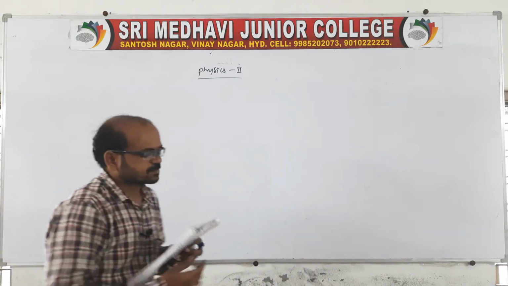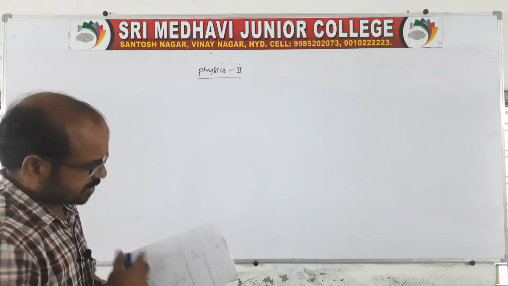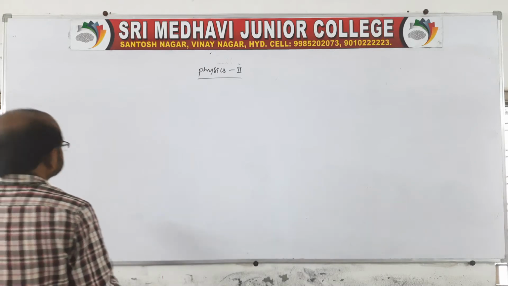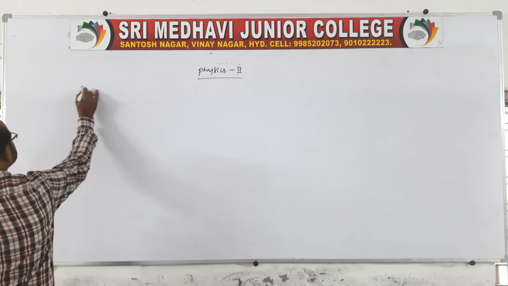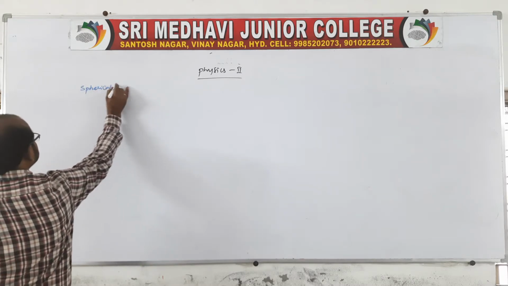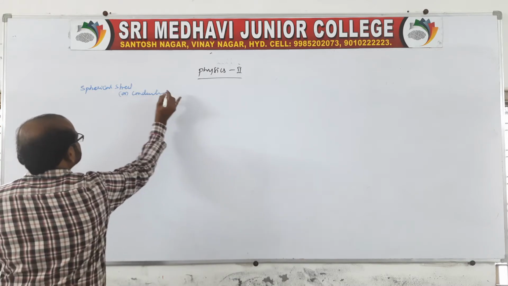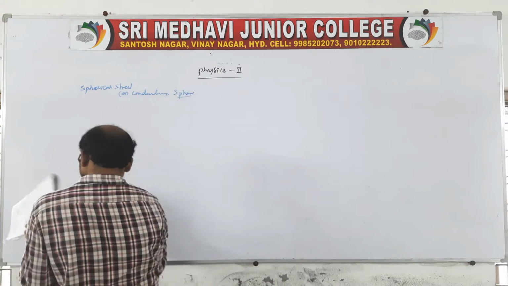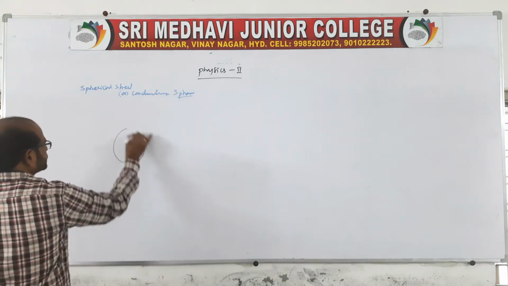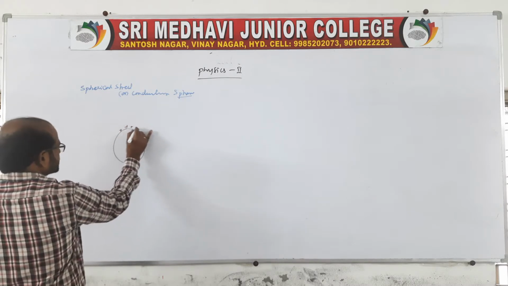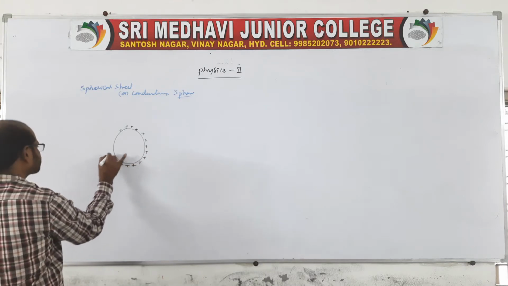So the question is about a spherical shell. Your first case, we can say, is outside. We know that outside there will also be an electric field intensity. Let us say an electrically conducting sphere or spherical shell. You draw a conducting spherical shell or a sphere, with a charge distributed uniformly throughout the spherical shell like this.